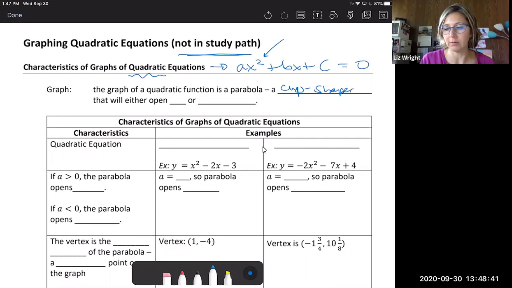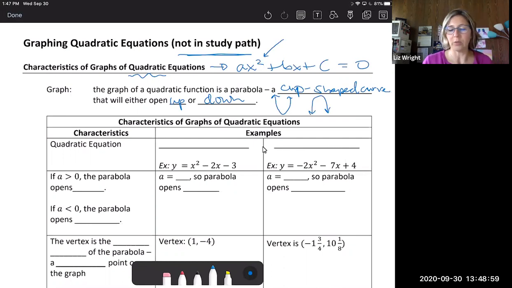Cup-shaped curve. Ooh, maybe I can fit that in there. Okay. So a cup-shaped curve that's either going to open up or it's going to open down. So it's either going to look like this or it's going to look like that.